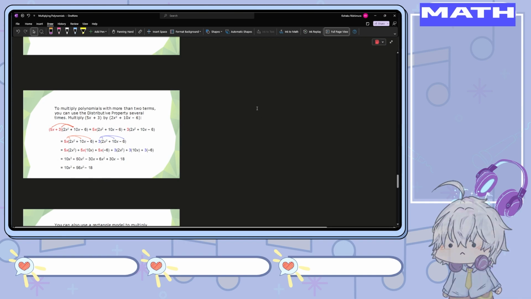Okay, now, to multiply polynomials with more than 2 terms, you can use the distributive property several times. Let's say I have 5x plus 3 times the quantity 2x squared plus 10x minus 6.